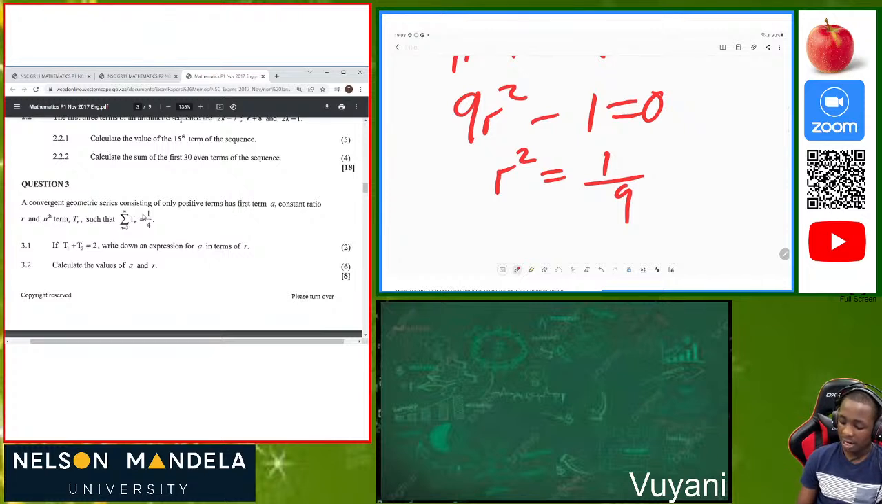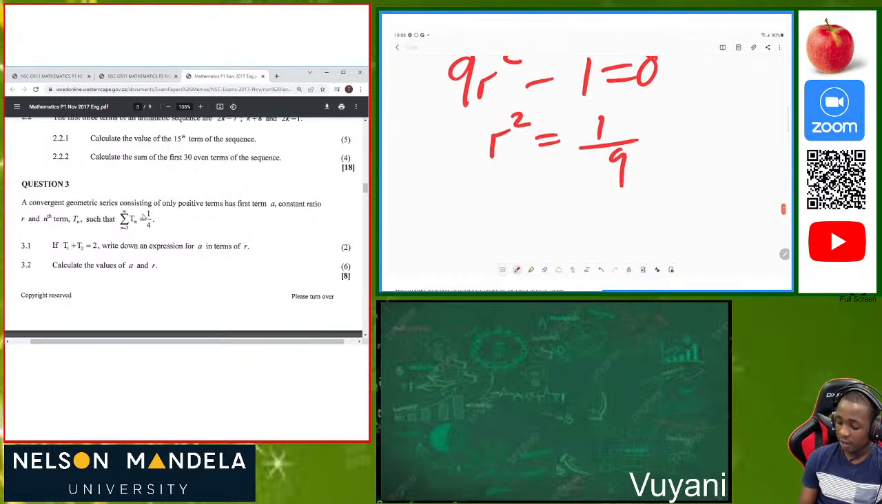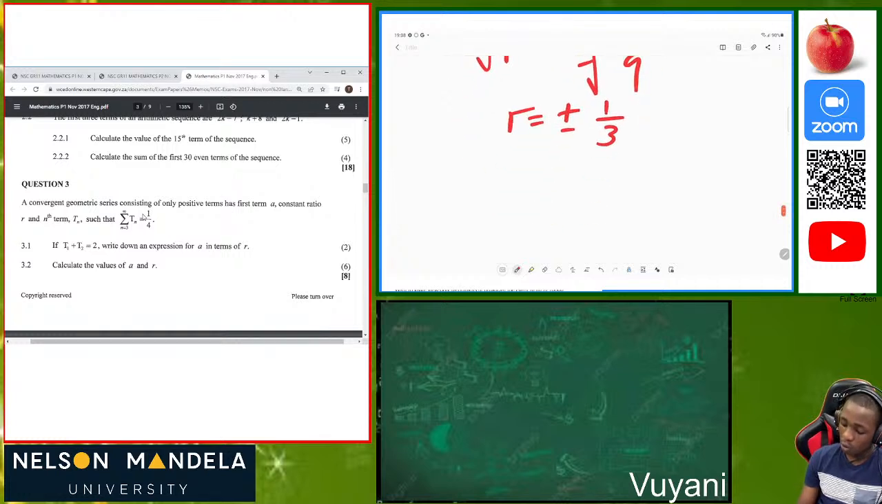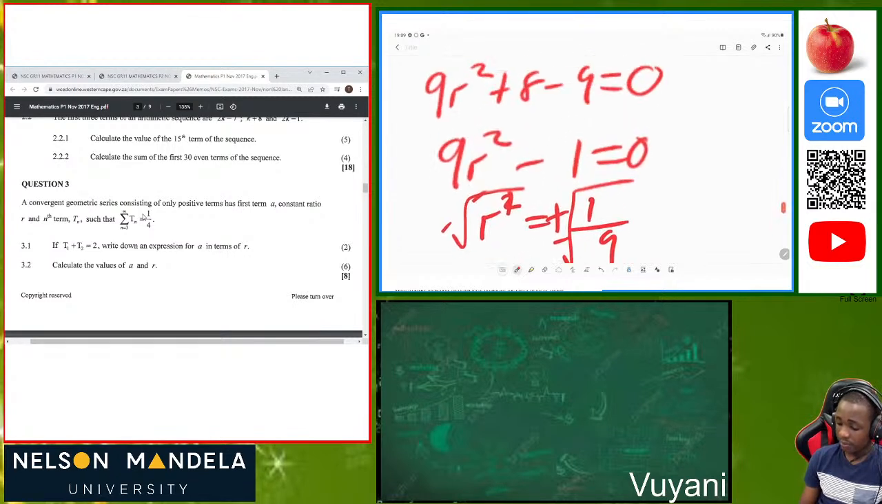Then we want r, not r squared. We have r squared equal to 1 over 9. We don't want r squared, we only want r, so we take the square root of both sides. And when you do this, you can have two signs, plus and minus. Then we end up having our r to be, what is the square root of 1 over 9? It's plus or minus 1 over 3. But now you have to conclude what is your r. Your r is always the positive number, which is 1 over 3.